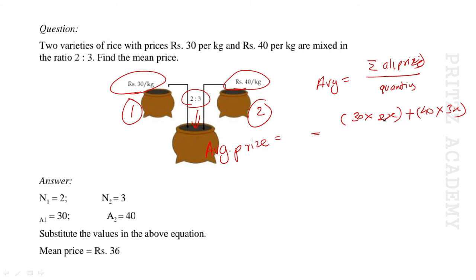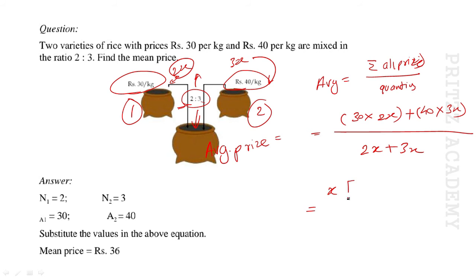Okay, this 2x and 3x are quantities, as we discussed in the previous problem. 2x is the quantity of type 1 rice, 3x is for type 2 rice. Never think that these 2 and 3 are just quantities like 2 kgs and 3 kgs. We always write ratios in the shortest form, so there is a common multiplication factor for the ratio, that is x. The total quantity will be 2x plus 3x.